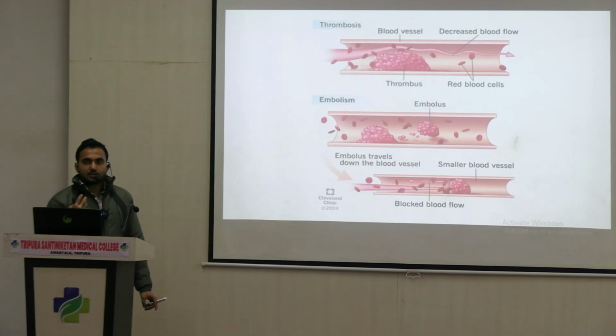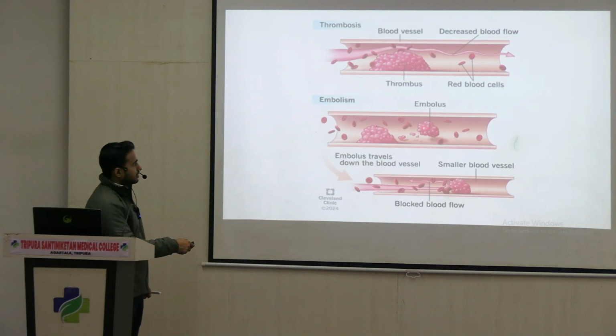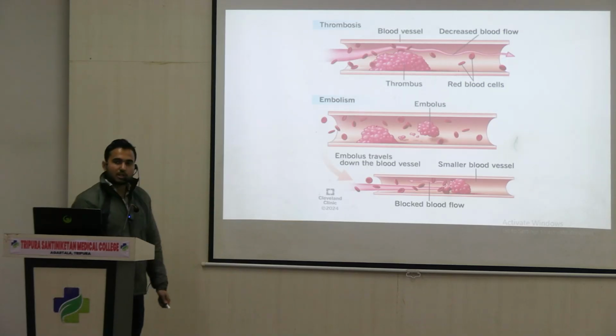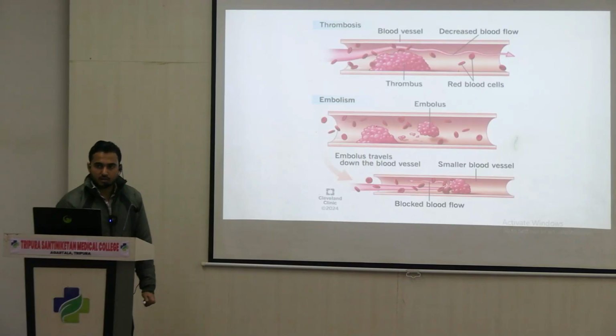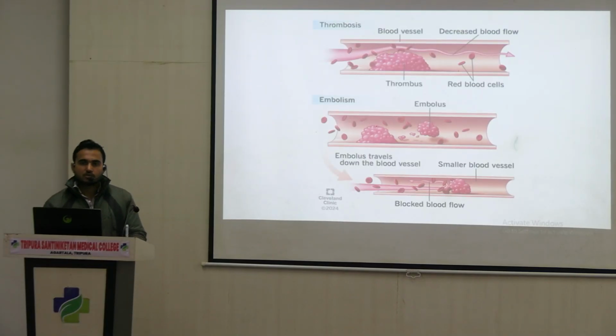Now sometimes from this large thrombus a small part will get dislodged and it will travel into the blood vessel. Once it reaches a smaller blood vessel, this particular clot will go and block the smaller blood vessel. Now this dislodged part is called an embolus. So I hope it is clear what is embolus and what is thrombosis.